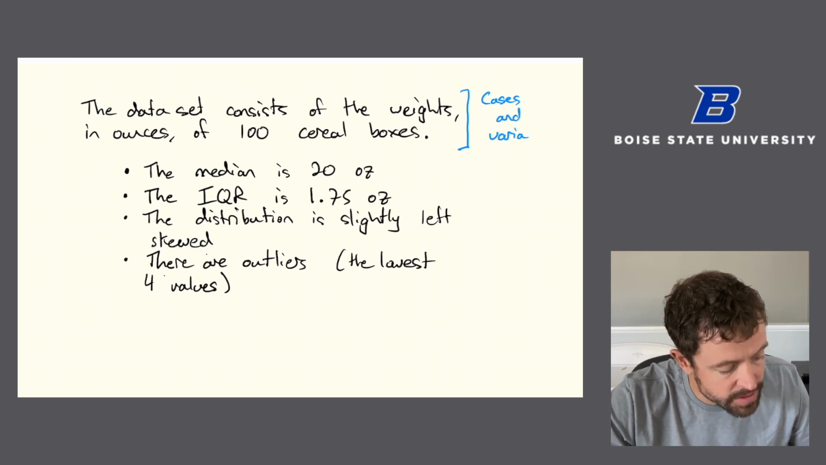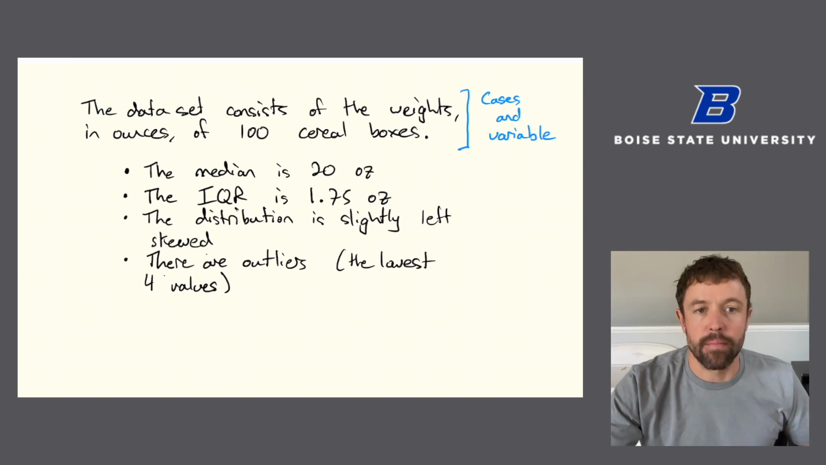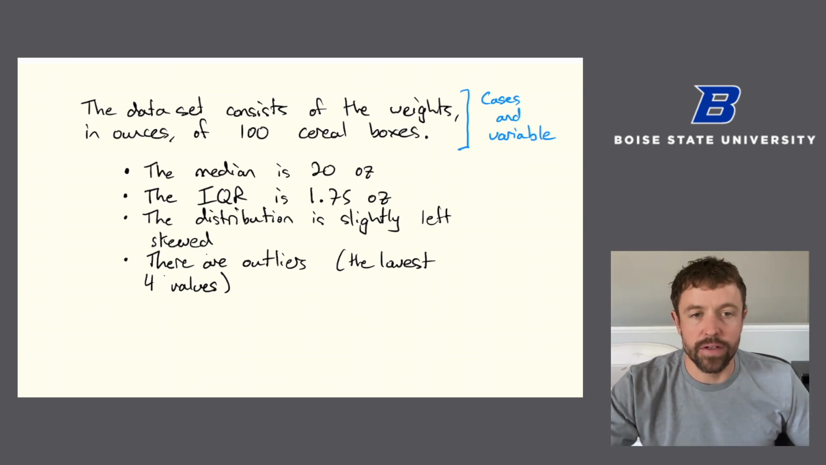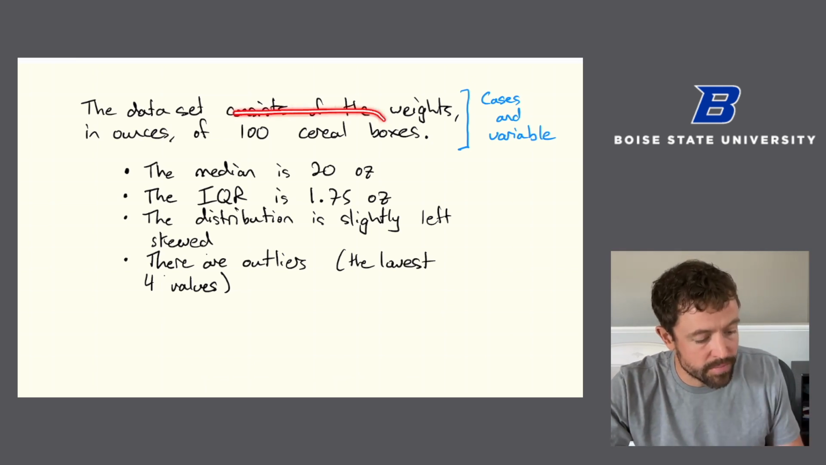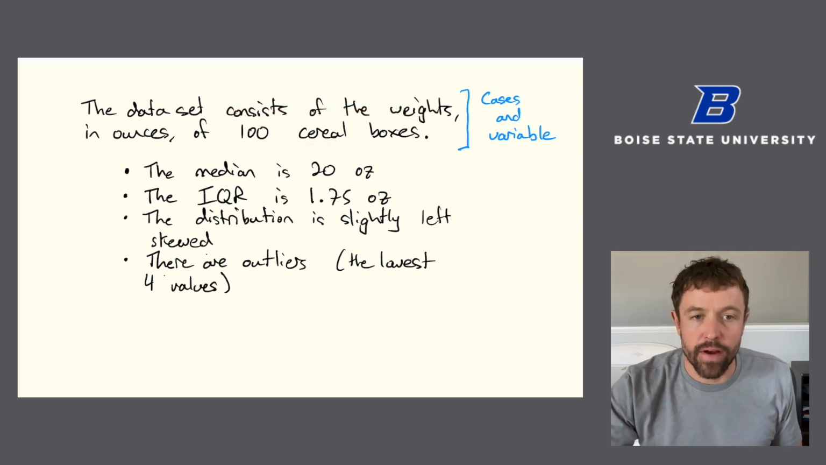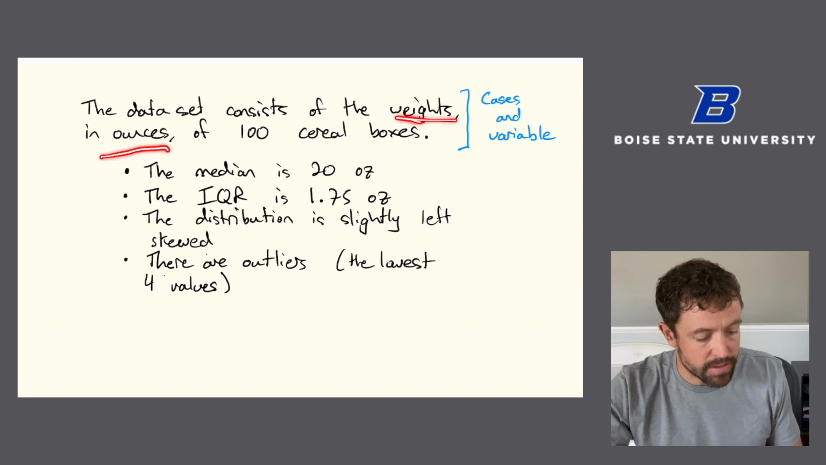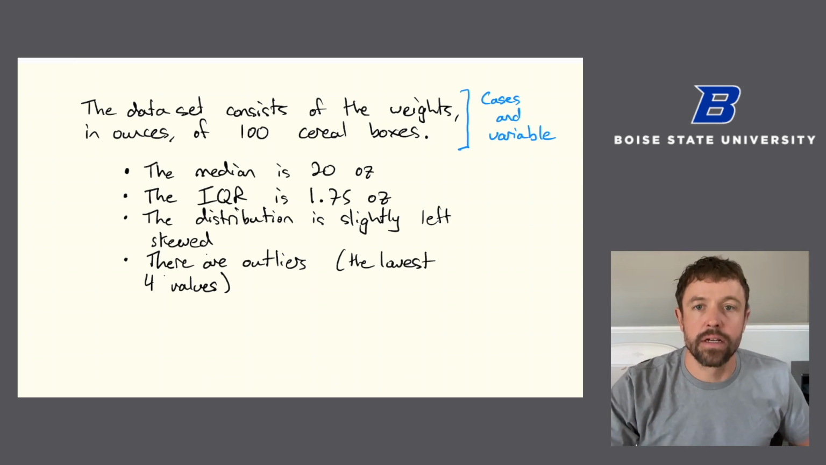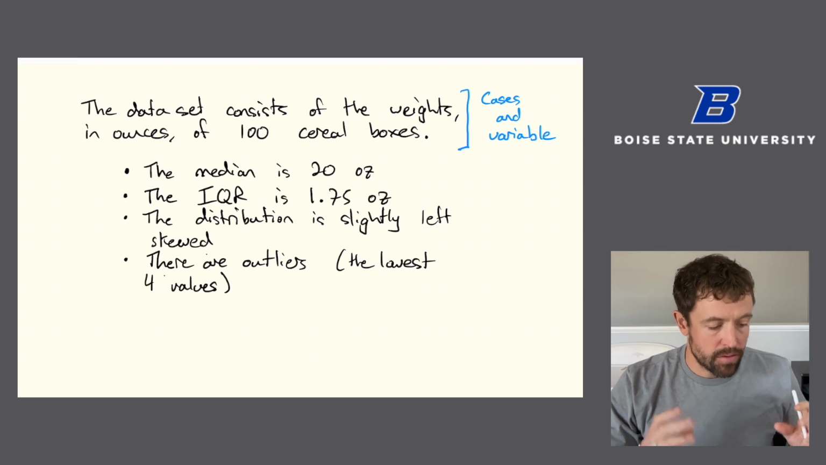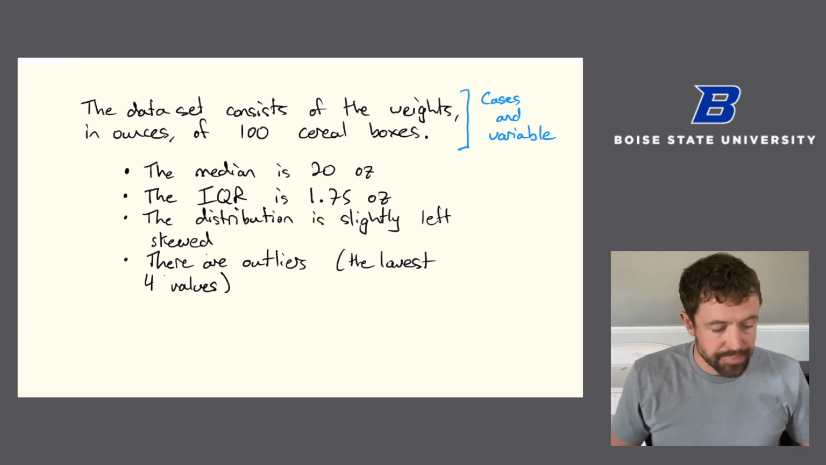So the cases are just the thing that the data set's measuring. The individuals or things in the sample. And so here the cases are the cereal boxes. And the variable is the thing that describes the cases, in this case, the weights in ounces of those boxes. So we have a quick sentence describing the cases and the variable so that we know what these numbers represent.